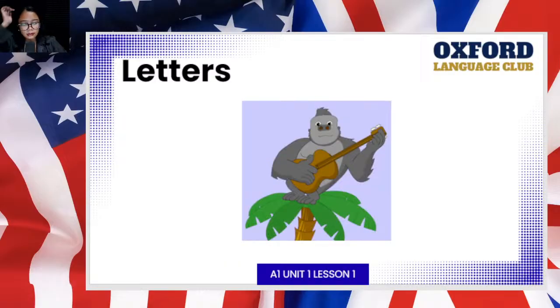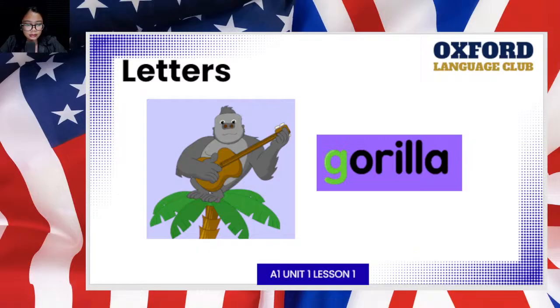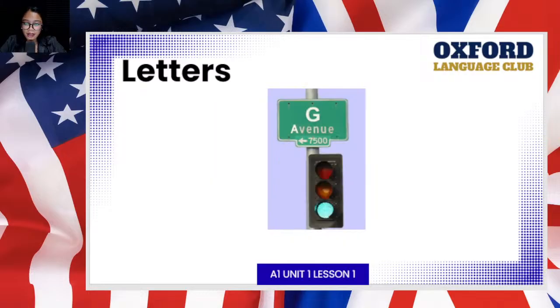What's this animal? That is a gorilla. Again, what's our letter? Letter G. How do we pronounce it? G, G, G. What's our word here? Gorilla. So this is a big animal, as you can see on the picture, that lives in the forest. They don't play guitars, okay? Next, this is the last one.